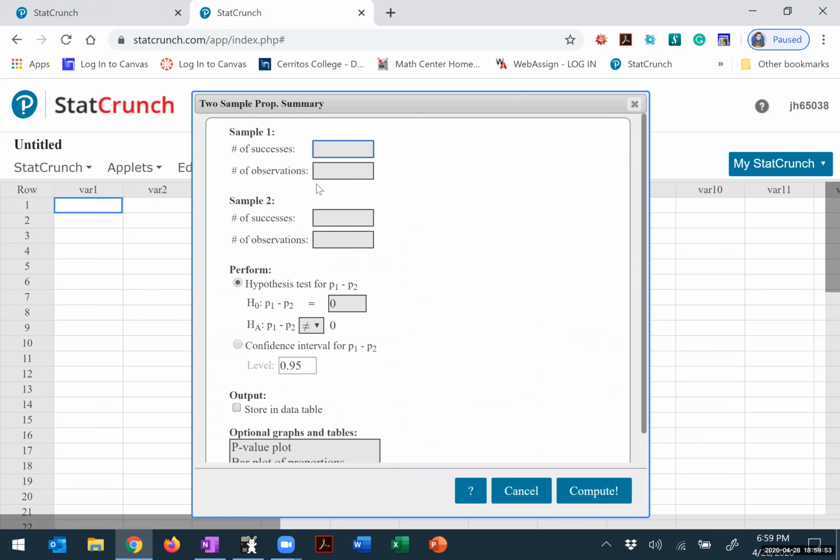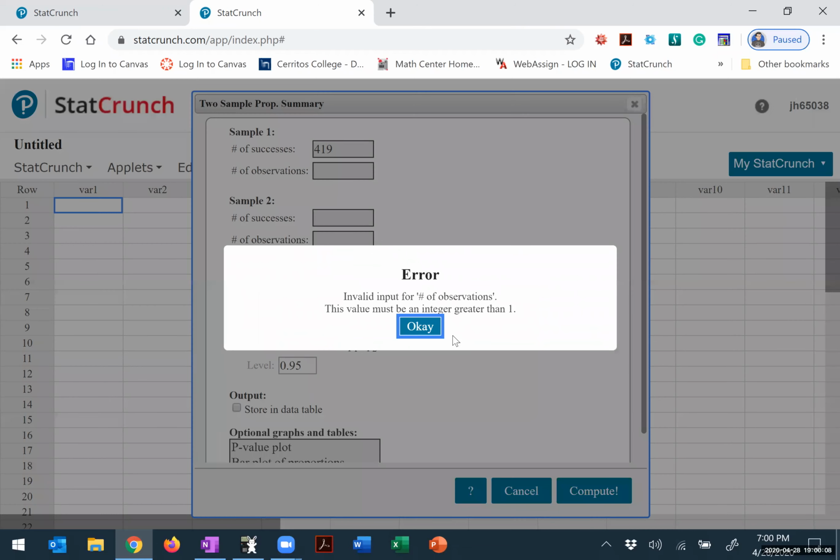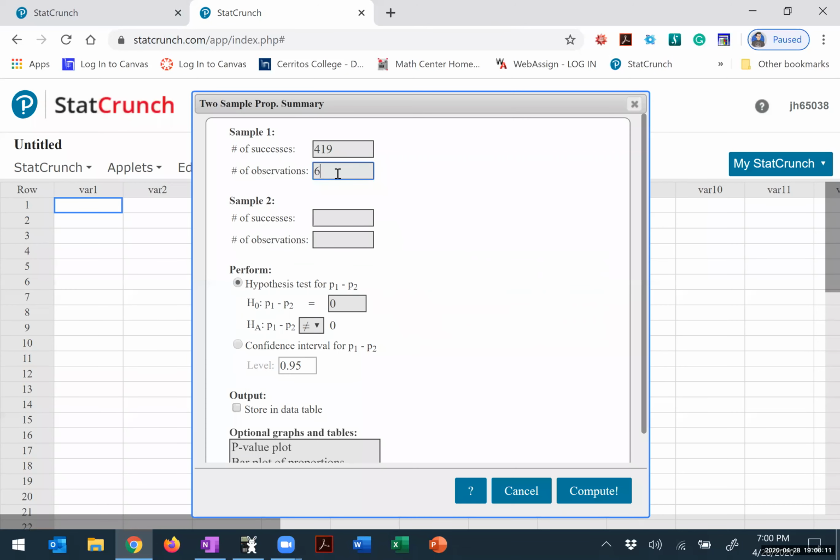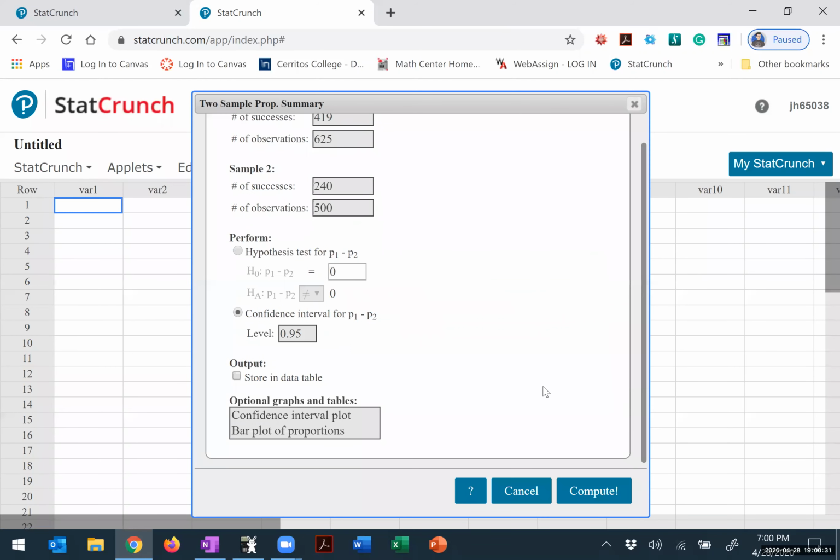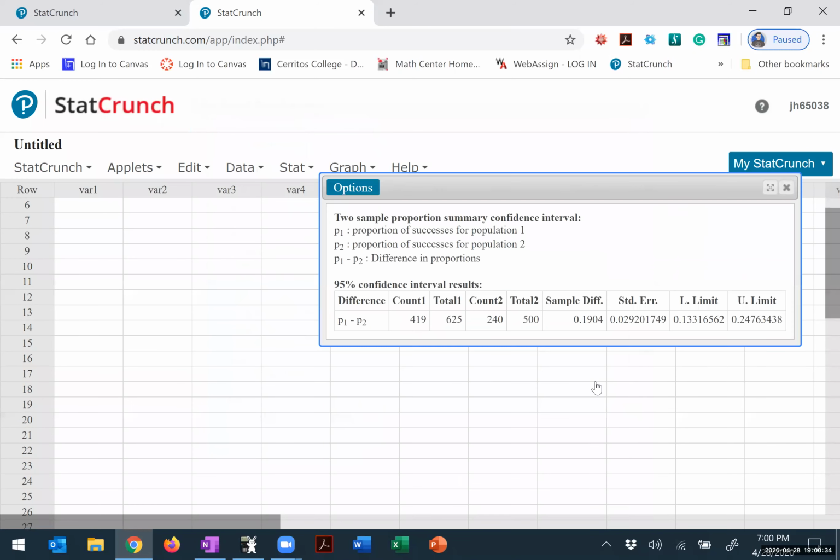It says number of successes, that's X. For our first college, college B, I believe it was 419, and the number of observations was 625. The number of successes in sample 2 was 240, I believe. Yeah, 240. And then this is 500 in sample 2. Okay, we want a confidence level of 0.95. And then I'm going to click compute.